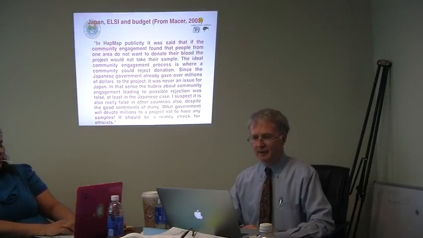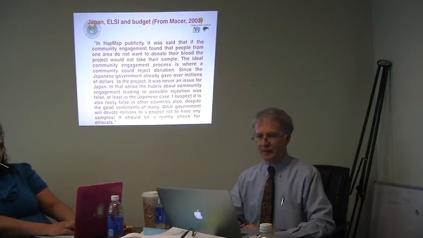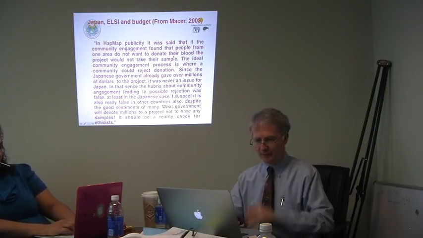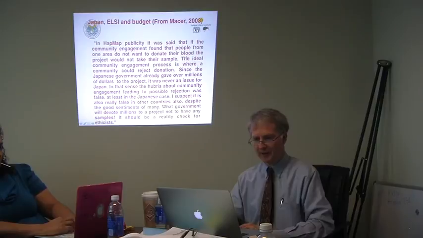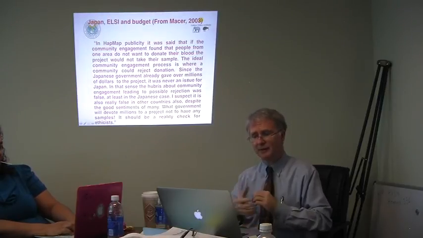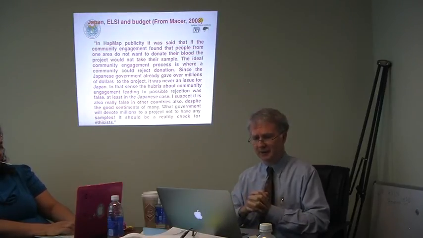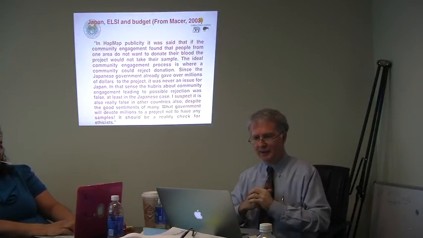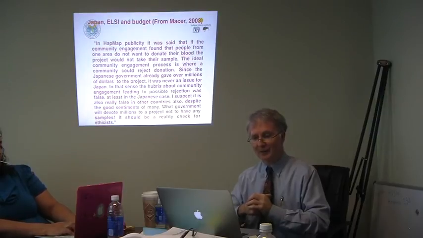The publicity: in the publicity it was said that if people from one area do not want to donate their blood, the project will not take their sample. The ideal community engagement process is where a community could reject donation. Since the Japanese government already gave millions of dollars to the project, it'd never be an issue for Japan. In the sense that hubris about community engagement leading to possible rejection was false, at least in the Japanese case. I suspect it's also false in other countries, where despite the good sentiments of many, governments will not devote millions to a project not to have any samples.